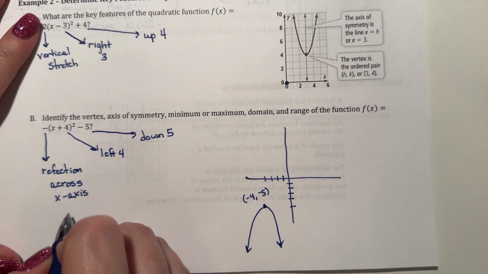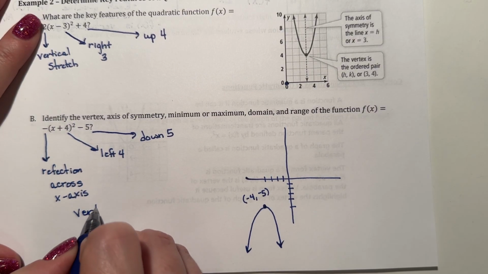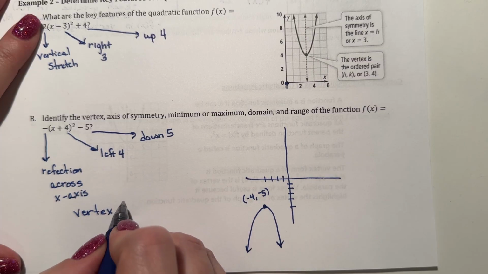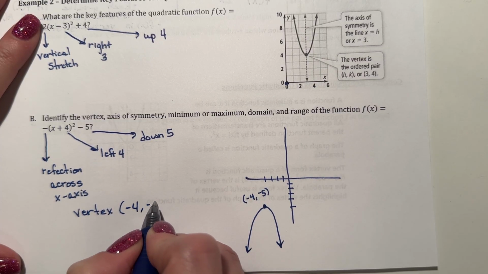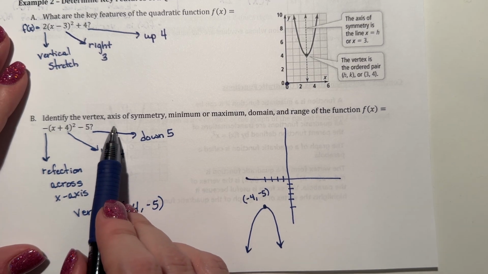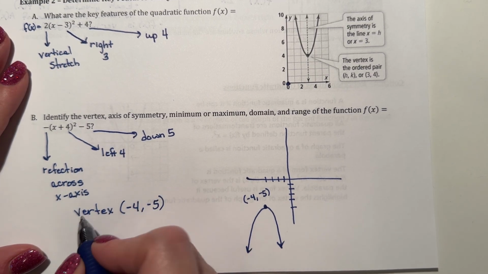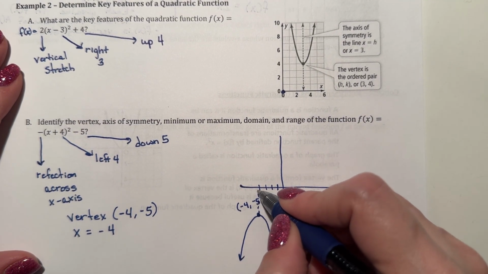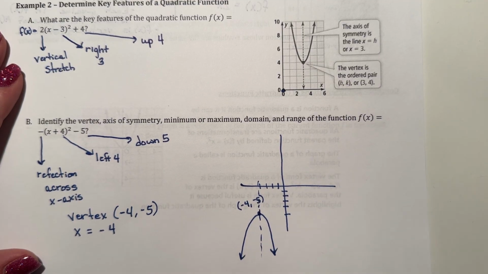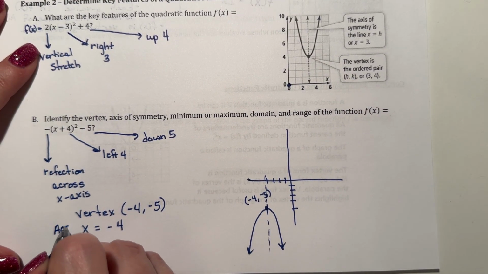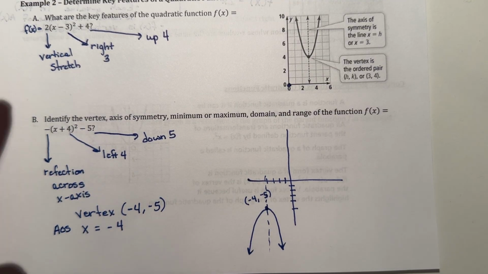Let's do our vertex. So first of all, the vertex, that's my h comma k, opposite of what I see there, so -4 comma -5. Next, axis of symmetry. Axis of symmetry is super simple. It's just x equals the x coordinate of the vertex, because your axis of symmetry just splits your graph in half. Normally we write AOS for axis of symmetry.